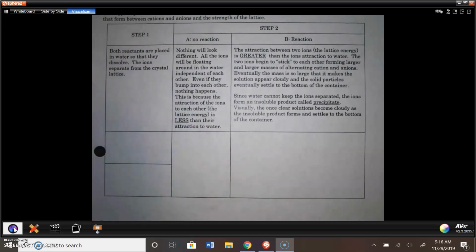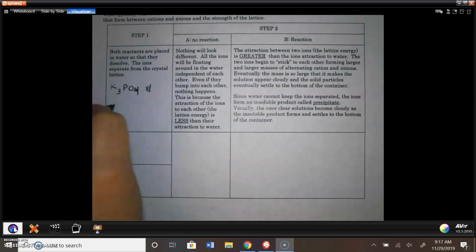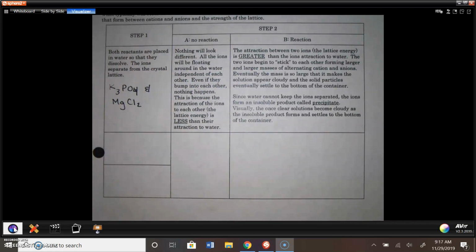And what are they going to look like? So let's say that we're doing the reaction potassium phosphate and, what shall we do? Magnesium chloride. Let's do those two things. So there's our formula, potassium phosphate and magnesium chloride.